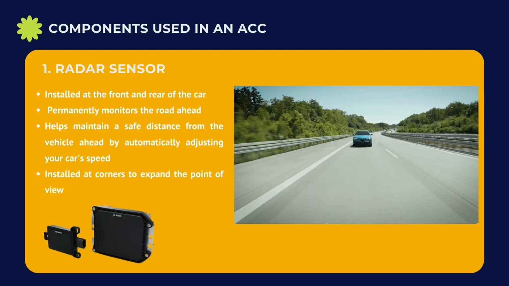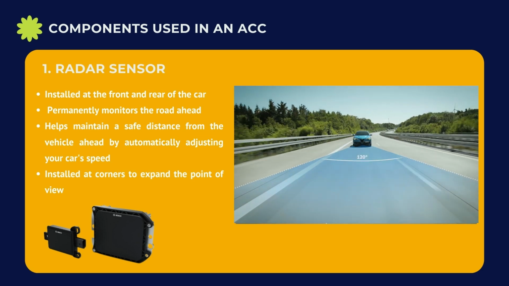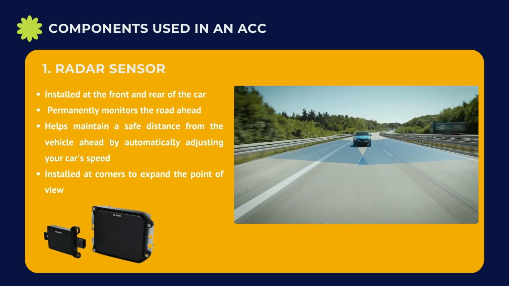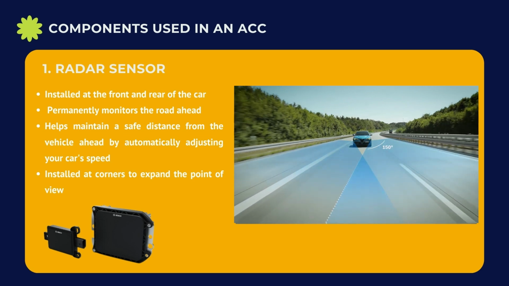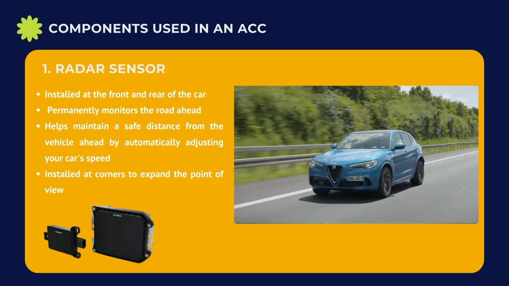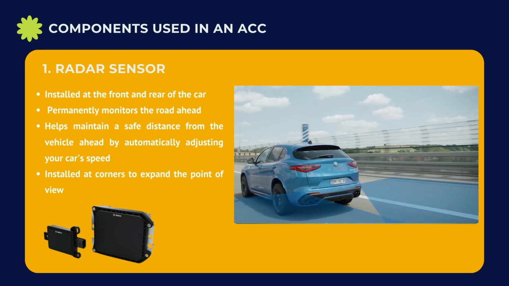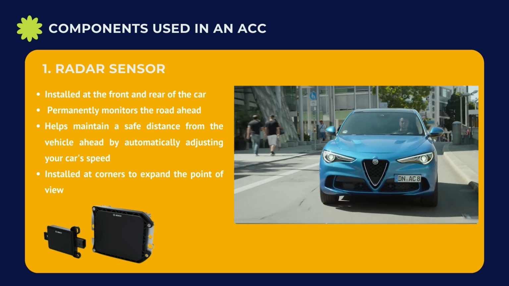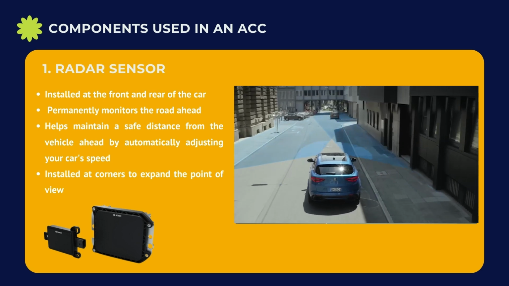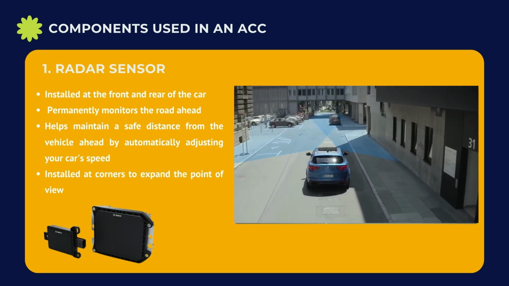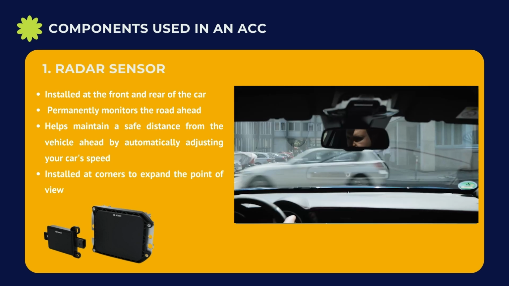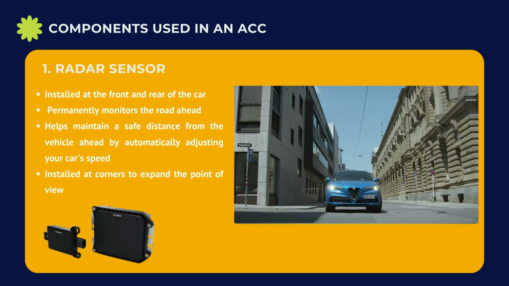The radar sensor is typically installed at the corners of the front and the rear of the vehicle. It permanently monitors the road ahead and helps maintain a safe distance from the vehicle in front by adjusting the car's speed. By installing the radar sensors at the corners of the vehicle, it helps to detect position, relative speed, and direction of movement of other traffic participants and objects from a distance.